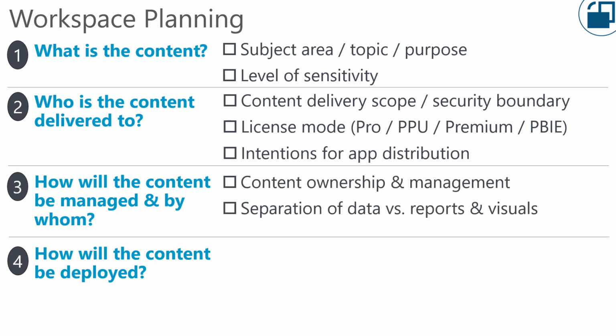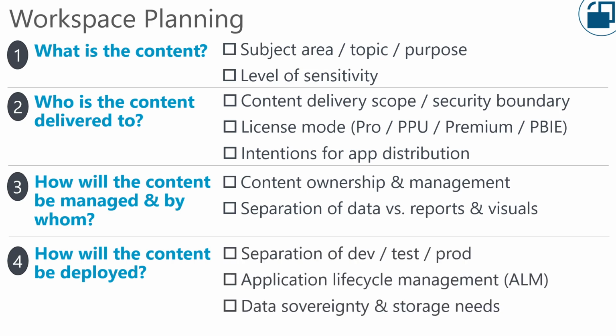Third, how will the content be managed and by whom? Here we're thinking about content ownership and management. If all artifacts in the workspace are managed by a decentralized team, for instance. We also think about the type of content, particularly if we're going to separate data workspaces from reporting workspaces, which we'll talk more about in a couple of modules. There is a 10 gig size limit per workspace in shared capacity to be aware of here as well.